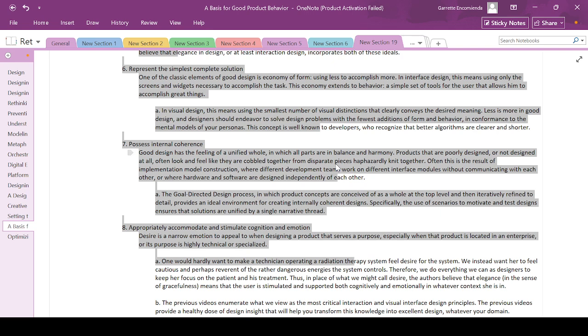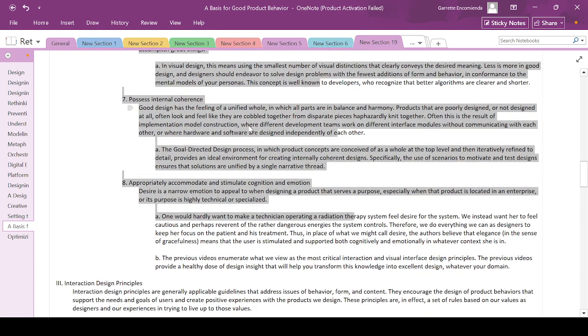So this also extends to behavior. A simple set that will allow you to achieve great things is actually great in design. In visual design, this means using the smallest number of visual distinctions that clearly conveys the desired meaning.